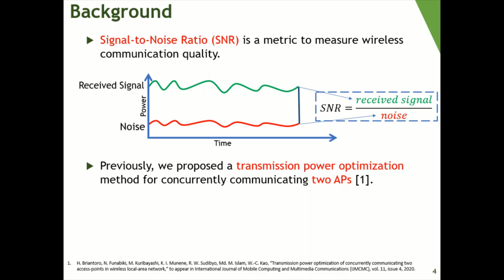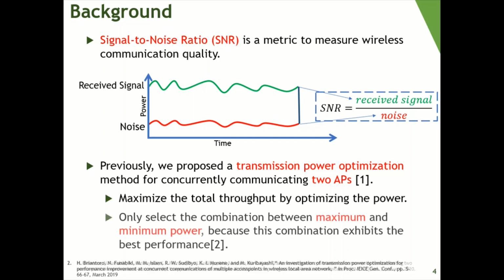Previously, we proposed a transmission power optimization method for concurrently communicating APs. In this method, we maximize the total throughput by optimizing the power. The method only selects the combination between maximum and minimum power because this combination shows the best performance.